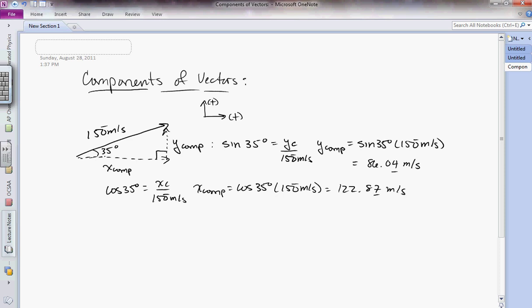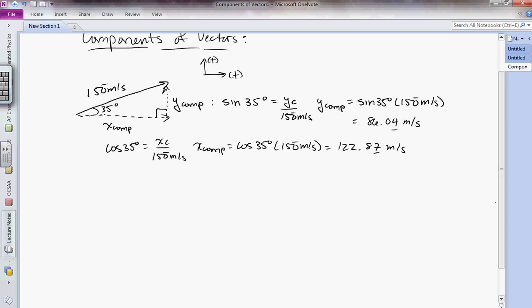So this 150 meter per second vector, this velocity vector, can be seen as the addition of a vector pointing along the x-axis with a magnitude of 122.87 meters per second, and a vector pointing up along the y-axis with magnitude 86.04 meters per second.